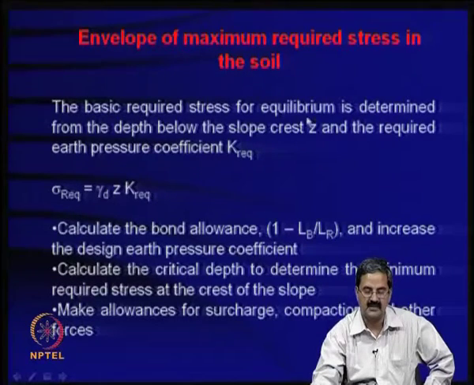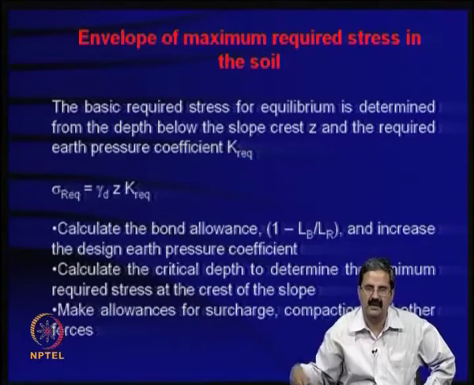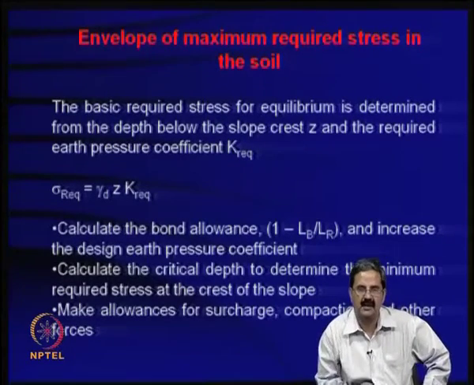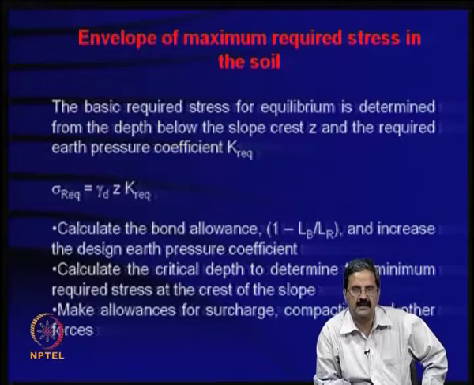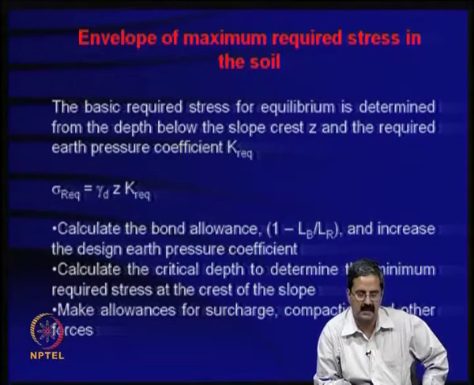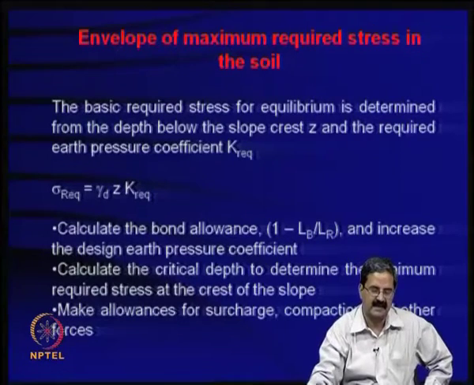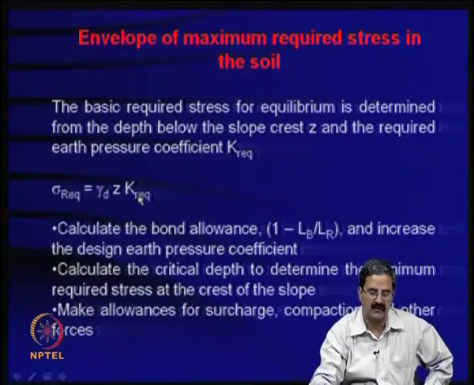The basic required stress for equilibrium is determined from the depth Z, and it is of the Ka gamma H type, where sigma required equals gamma D into Z into K required. D denotes design. You may have a number of density values from the backfill, and you should choose one number as the basis for design; that we call gamma D. Z is any depth and K is the required coefficient. So at any depth the required stress is gamma D into Z into K required.